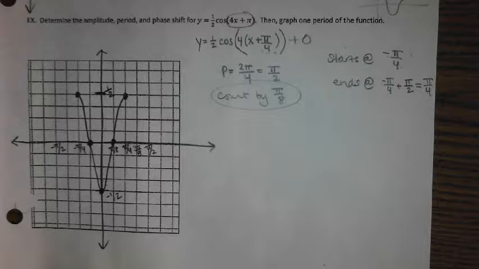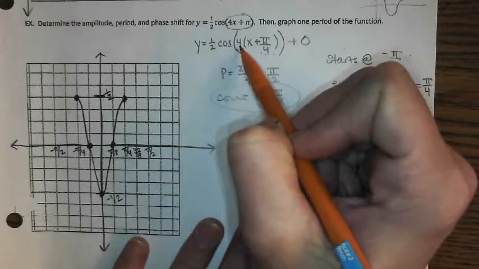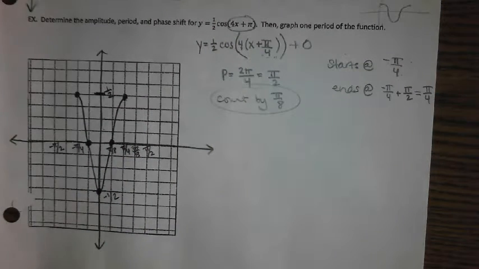So that's a pretty narrow cosine curve. That's because our cosine graph got compressed horizontally by a factor of 4. So what normally takes 2 pi to complete as a period just got compressed by a factor of 4, and it's going to take 1/4 of that distance to complete.